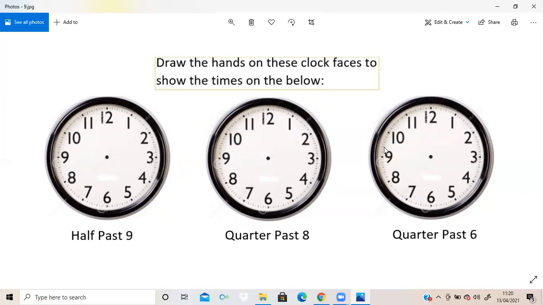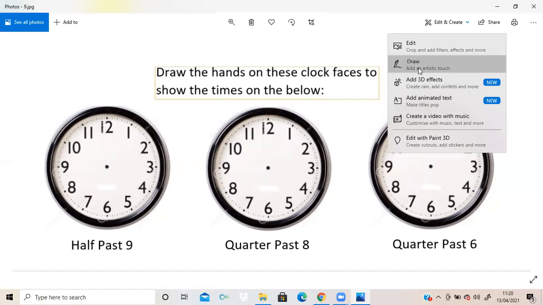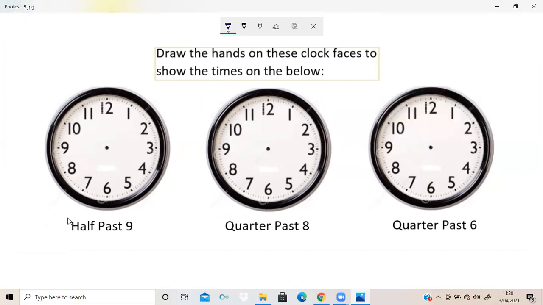Now we can see some clock faces, and these are all clocks without the hour hand and minute hand. So our job is to draw the minute hand and hour hand in the correct way. Let's see what the question is. Draw the hands on these clock faces to show the time below. So below they give the time, and you need to follow the instructions that I discussed with you in my previous pages.